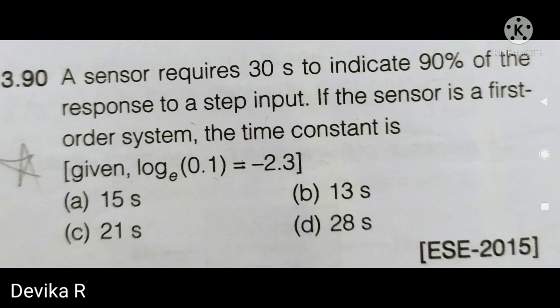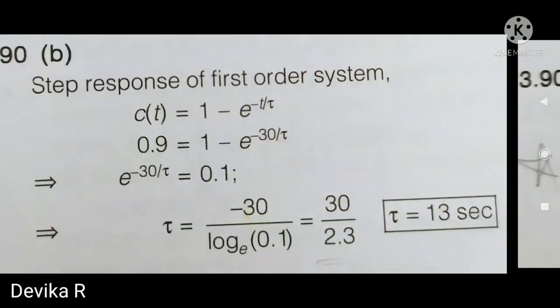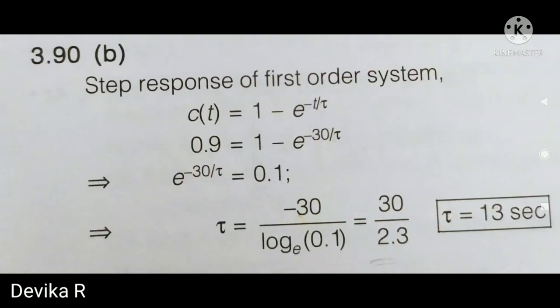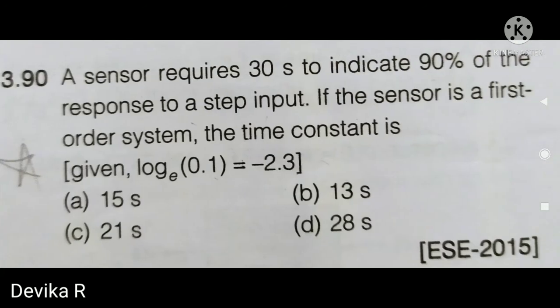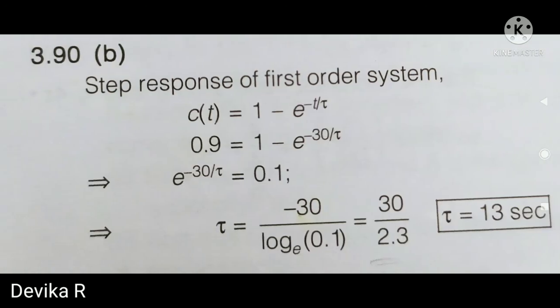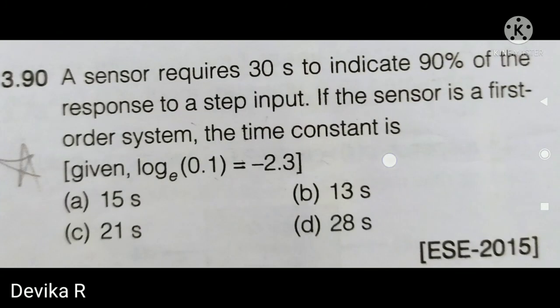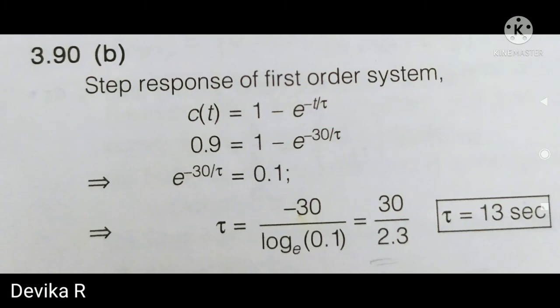What they have given was a sensor requires 30 seconds to indicate 90% of the response to the step input. Then first write the step input response. What is that? C of s by R of s equal to 1 by 1 plus s tau. If it is C of s, take R of s to that side, take the complementary function, and then we reduce the equation into 1 minus e power minus t by tau. It is in the time domain. So the step response is 90%, so they put 0.9 equal to 1 minus e power minus, in t they put 30 seconds. Then simplify this term.